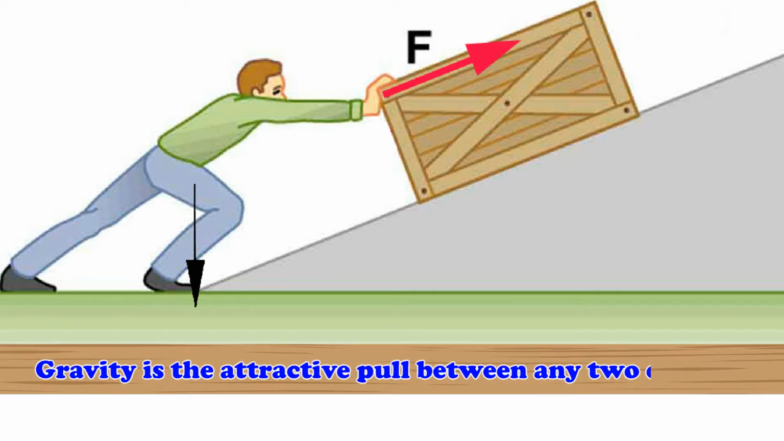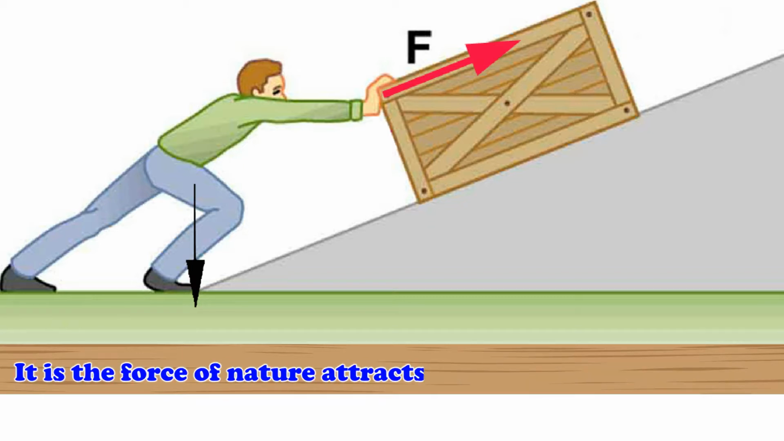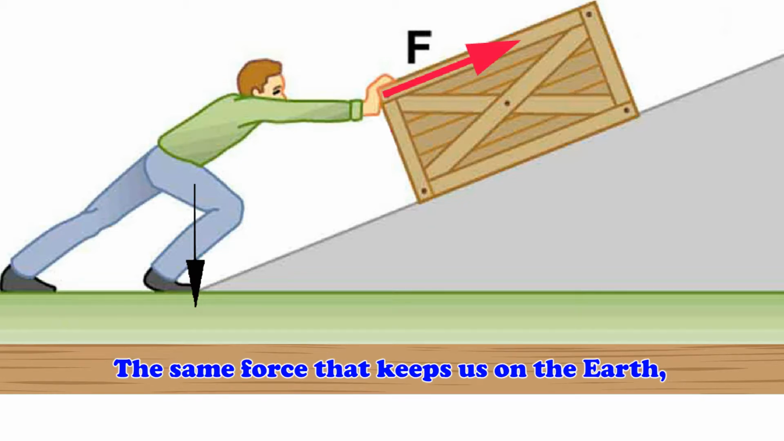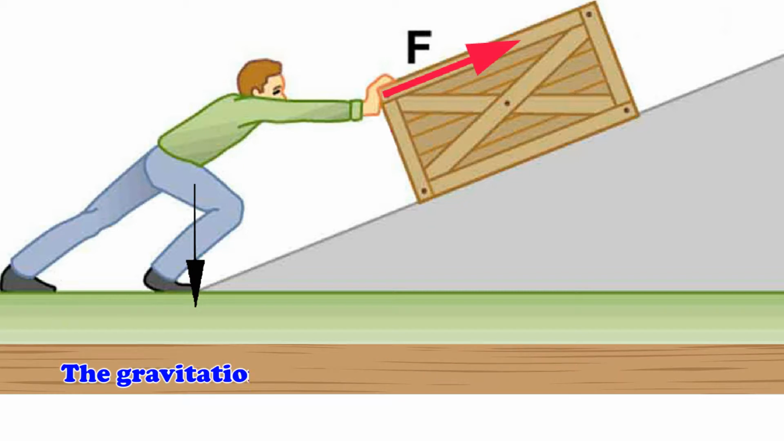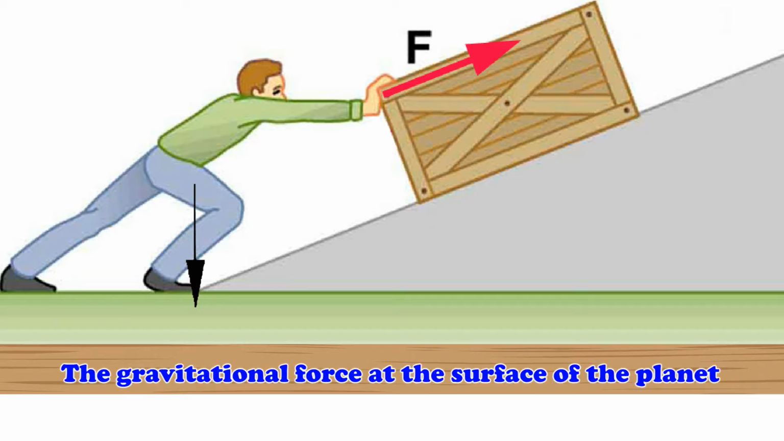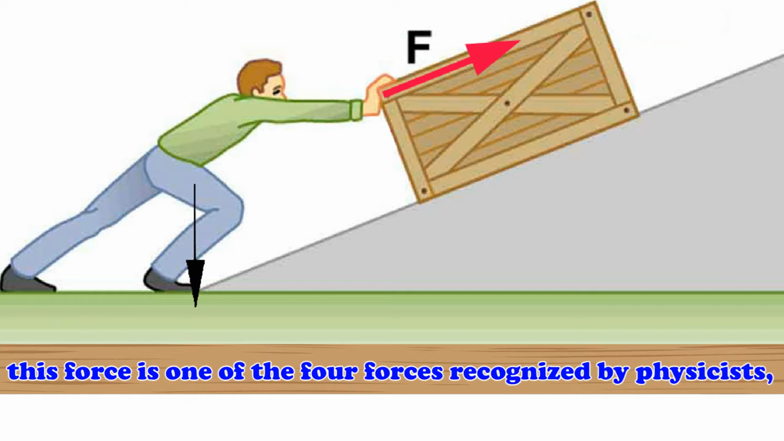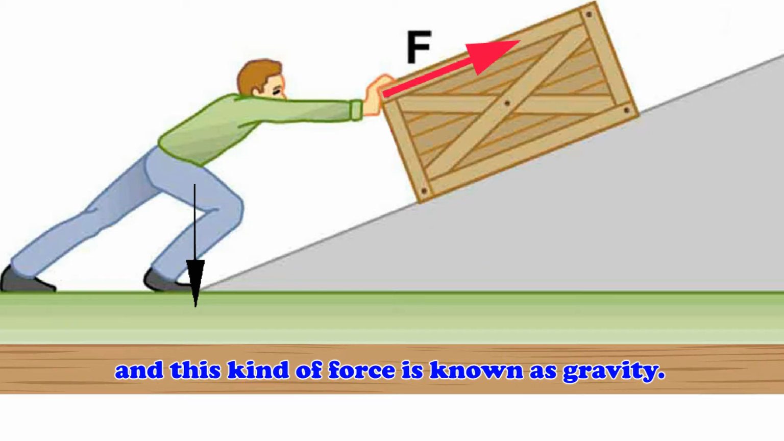Gravity is the attractive pull between any two objects. It is the force of nature that attracts all objects in the universe to all other objects in the universe. The same force that keeps us on the earth. The gravitational force at the surface of the planet is the force that binds all bodies to earth. This force is one of the four forces recognized by physics, and this kind of force is known as gravity.